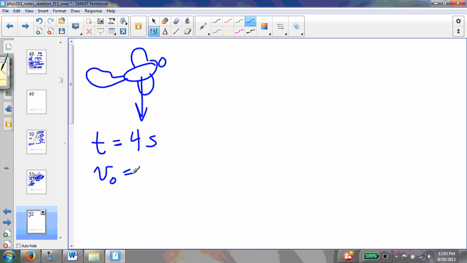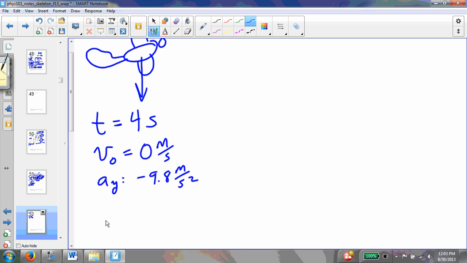I have an initial velocity equal to 0 meters per second. I have an acceleration in the y direction equal to minus 9.8 meters per second squared. And then I also have, well, I want to know what y is. And I want to know what its speed is at the bottom. And then we can look at how they relate to the previous problem.